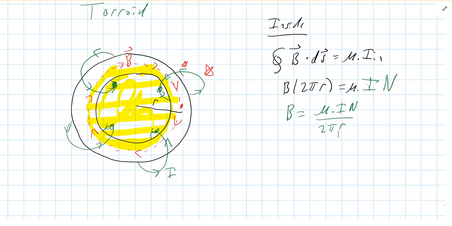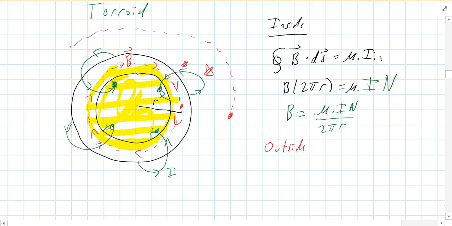Now, what if we're somewhere else? What if we are out here somewhere? What's the magnetic field outside that toroid? So I'll draw my Gaussian, or my Amperian loop.